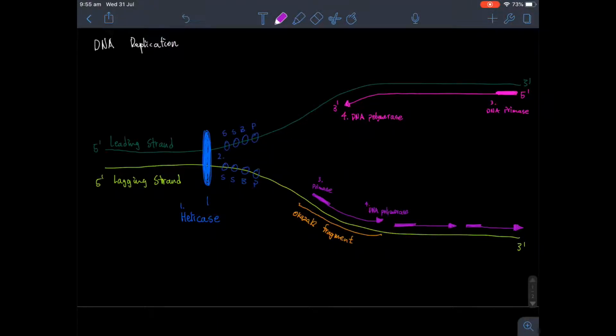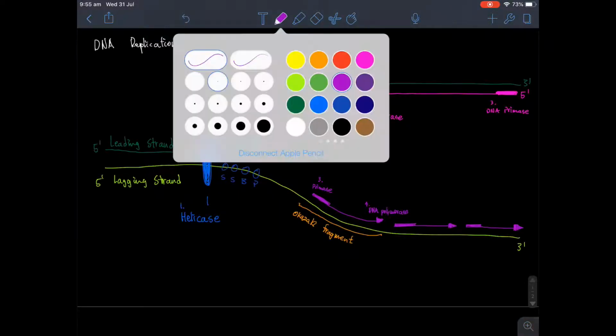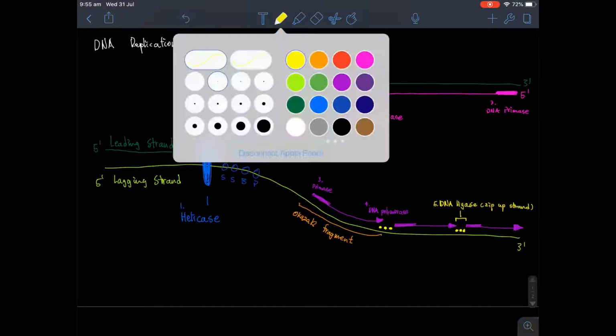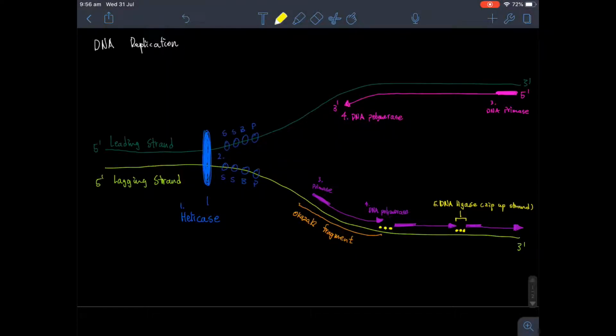One of the last enzymes that comes into play is DNA ligase, and this one zips these little fragments back together into one full strand on the bottom here. DNA ligase is the one that does that. So these are the steps that we have. Helicase unzips, SSBPs hold the strands in place, DNA primase sets the starting point, DNA polymerase fills in the gaps, and DNA ligase connects the fragments together.